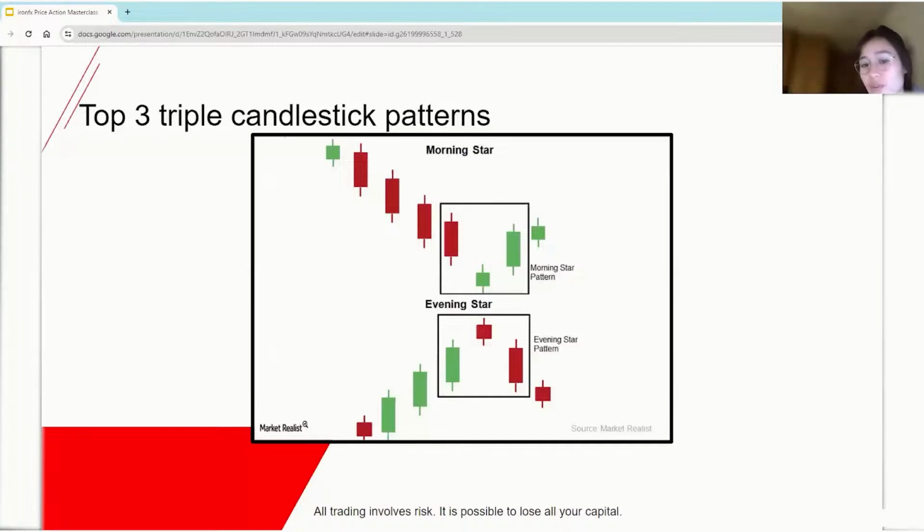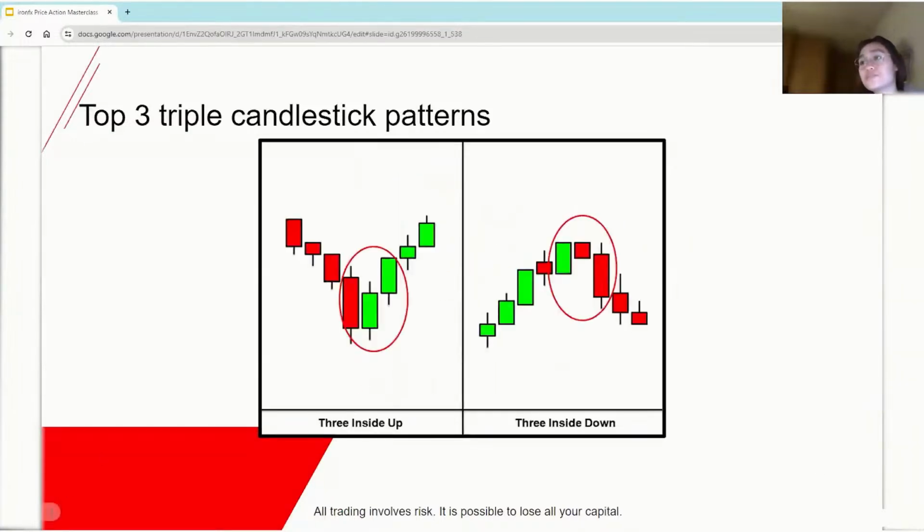For an evening star, we have a long bullish candle here, indicating a strong uptrend. Then we have that same doji candlestick here, showing indecision in the market. And then the last candlestick is basically a long bearish candlestick that closes well into the body of the first candlestick, which we see the same thing happening here. Okay, let's move on.